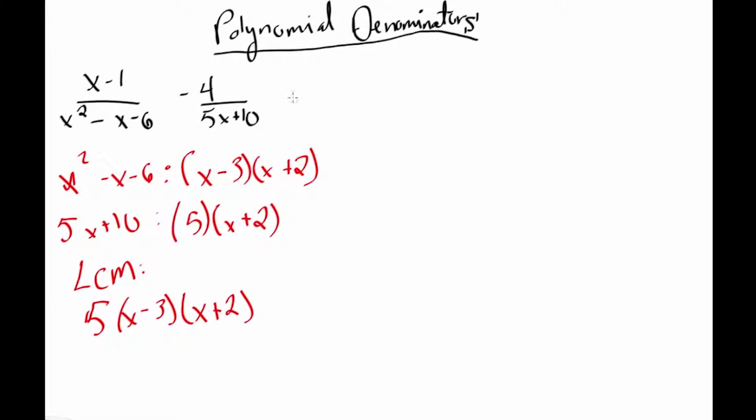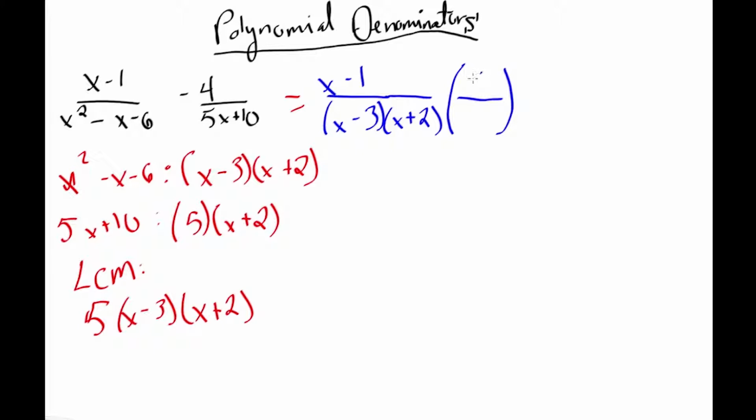So let's go up here and change our color to blue. So I have an x minus 1. What's my denominator need here? Well, it has an x minus 3 and an x plus 2 in it. It's missing the 5. So I'm just going to write the factored version here. So far I haven't changed anything. Now I have to multiply by something, and the top and bottom are both missing the 5.